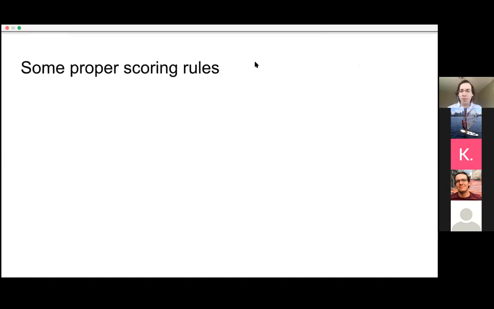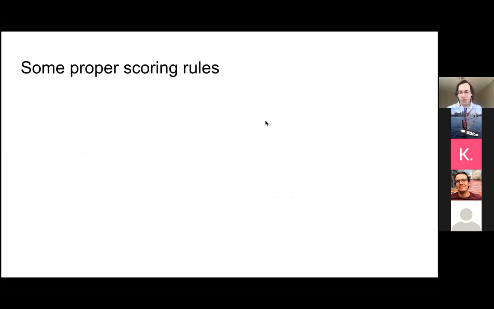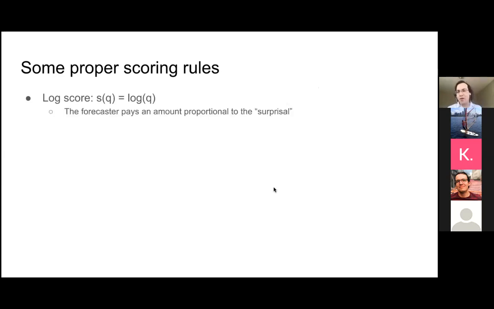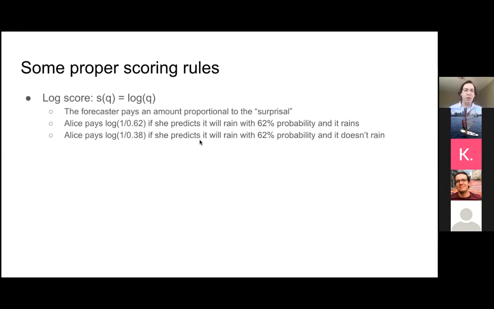Okay, so what's an example of a proper scoring rule? One simple example is just taking the log of the forecast of the prediction. This is the amount of surprisal in information theory. So Alice pays log of 1 over 0.62 if she predicts 62% chance of rain and it rains. And she pays log of 1 over 1 minus 0.62 if her prediction fails.